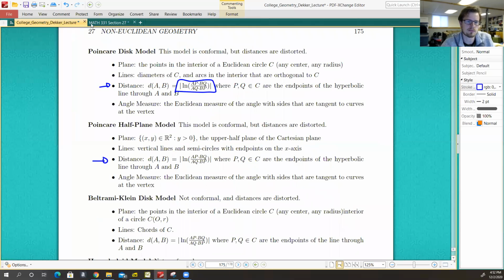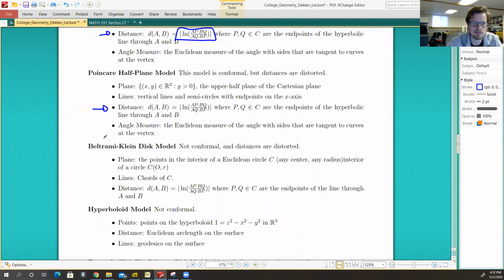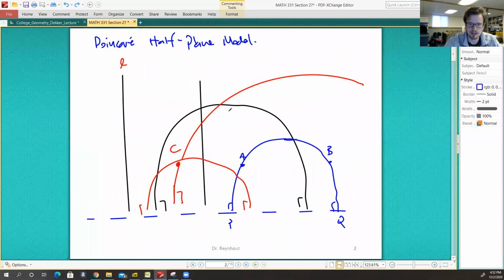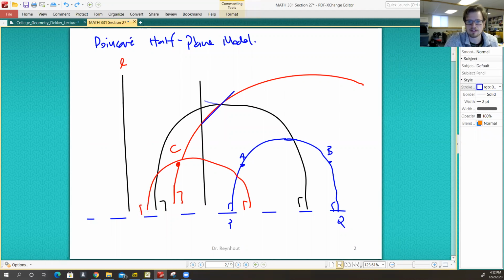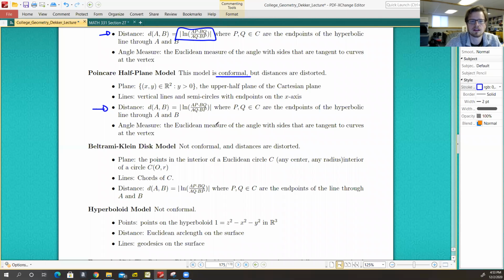All right, so the next model that we'd like to take a look at is the Beltrami-Klein disk model. I'm sorry, I didn't mention this, I don't think. In the Poincare half-plane model, it is conformal, so the angle measures do look good again, and those are measured in the same way. Angle measures are determined by considering tangents at intersection points to find the angle measure. All right, so for this one, it's not conformal, and so that's not quite as nice.